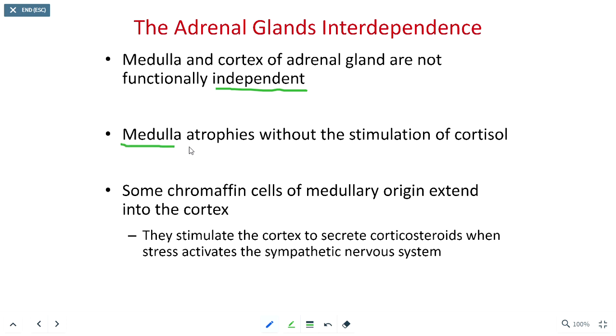As we age, our medulla is going to atrophy if we don't have any stimulation from cortisol. As we're looking at the adrenal medulla, some of the chromaffin cells of the medulla will extend upwards into the cortex, and they can stimulate the cortex to release corticosteroids, which are then going to release cortisol that will then stimulate the medulla itself. So the medulla can stimulate the cortex to release the hormones needed to keep the medulla from atrophying or degrading.